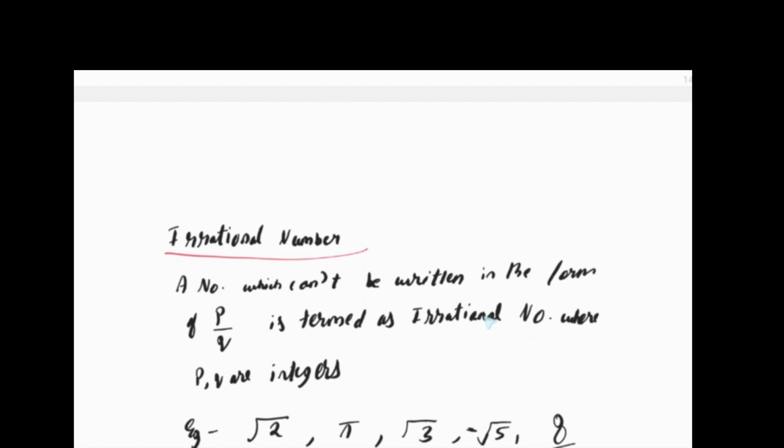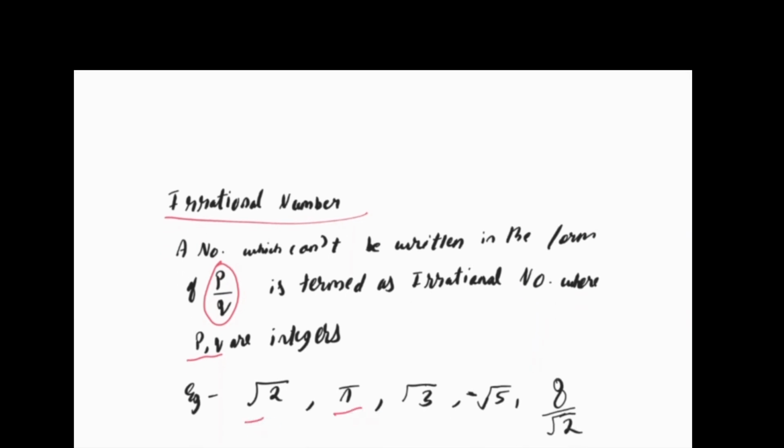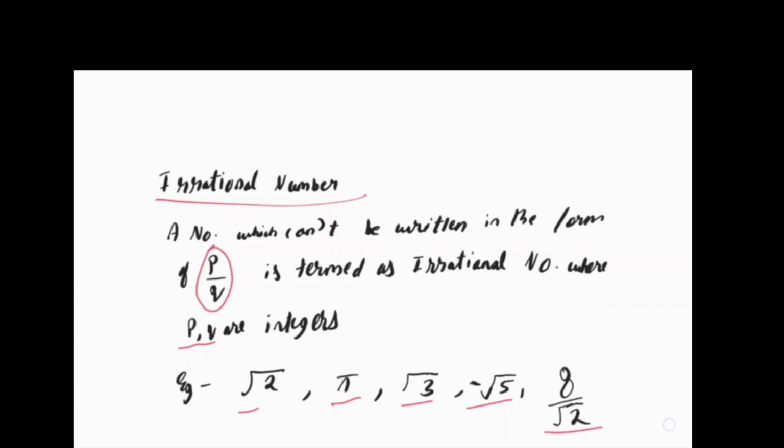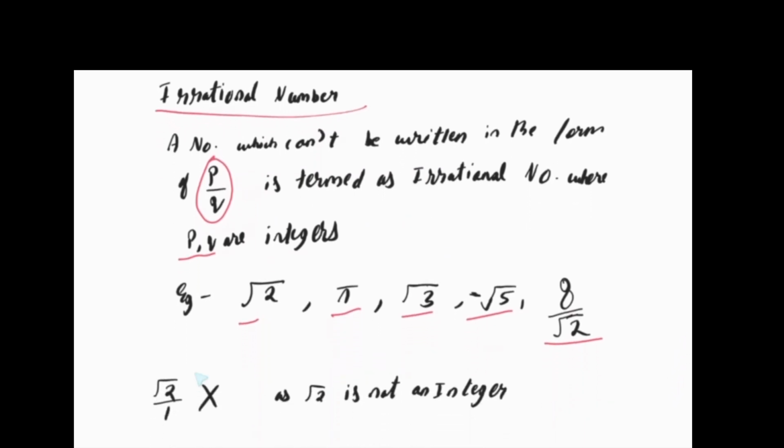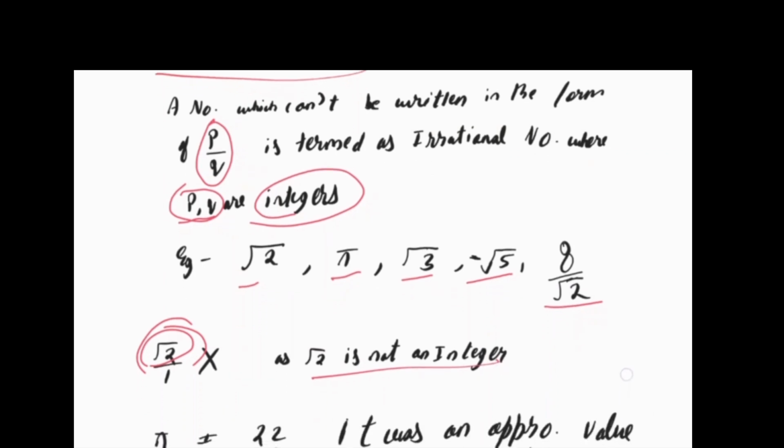Next is irrational numbers. The numbers which cannot be written in the form of p by q, where p and q are integers, are termed as irrational numbers. For example, root 2, pi, root 3, minus root 8 by root 2. Now some of you asked why root 2 is an irrational number, as it can also be written as root 2 by 1. The answer is, according to the definition, p and q are integers, but root 2 is not an integer. That's why it is not a rational number.